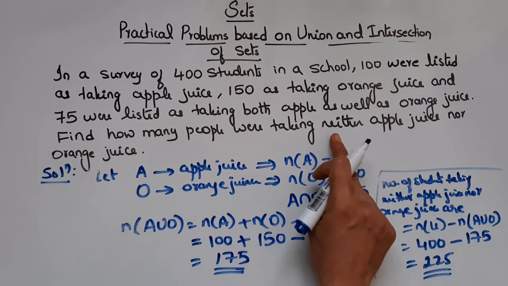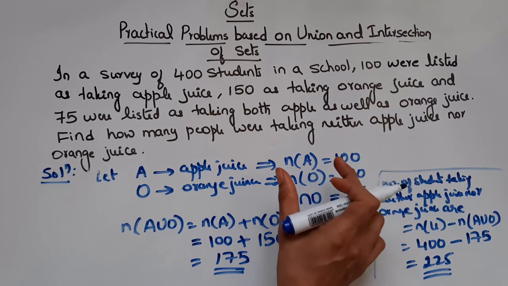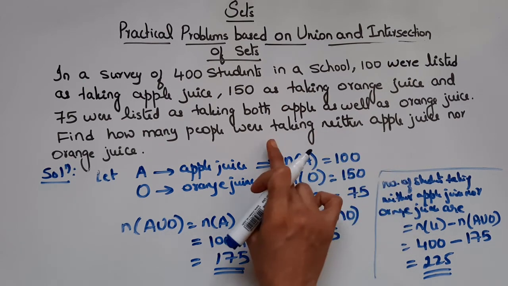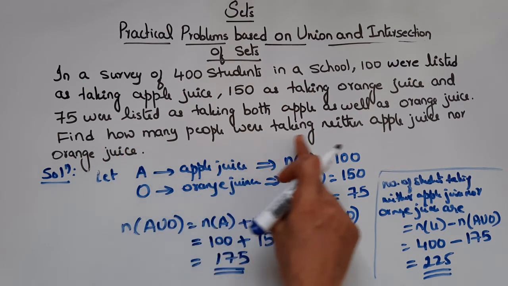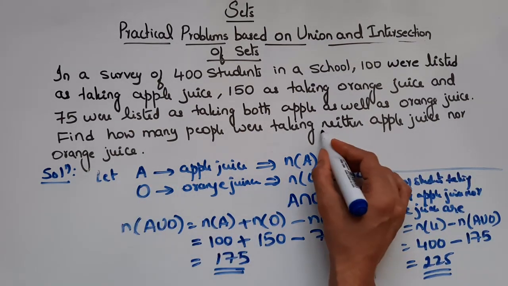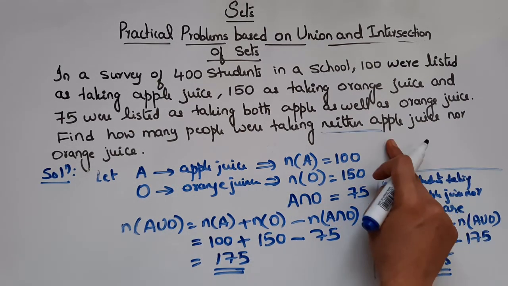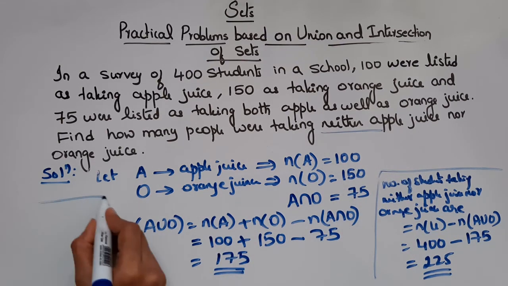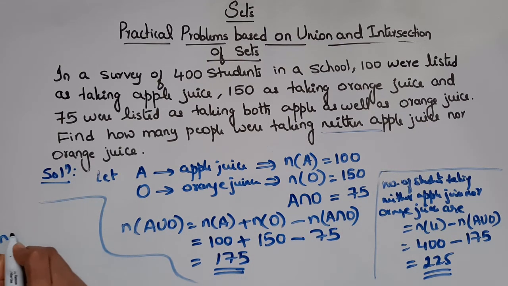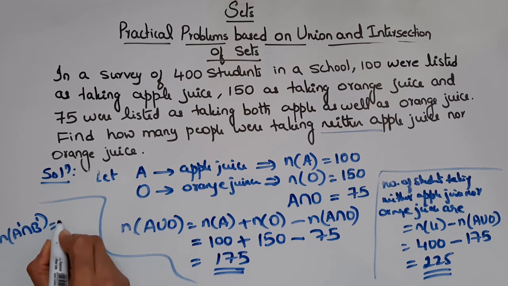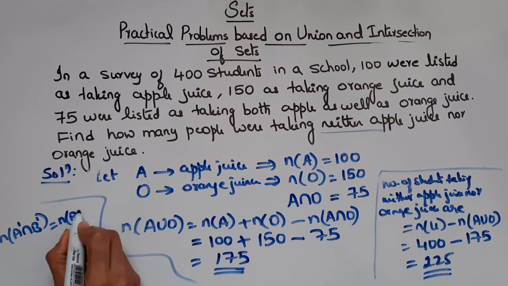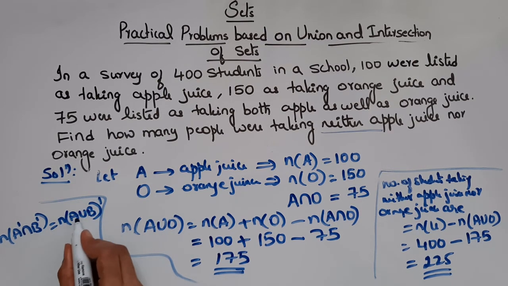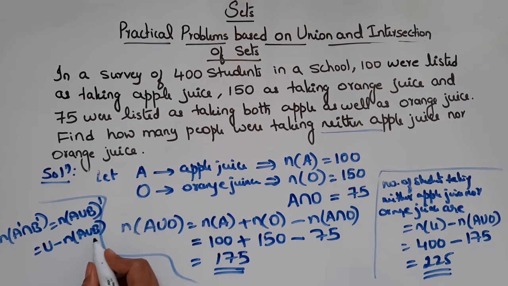You can also solve this type of problem by using De Morgan's law. Whenever you see a problem with neither, as you can see in this problem we have, find how many people were taking neither apple juice nor orange juice, neither. So in this type of problem you can also go for De Morgan's law, where you have to use N of A dash intersection B dash is equal to N of A union B the whole dash. Here N of A union B the whole dash is nothing but U minus N of A union B. Agreed? This we have seen in complement of a set.